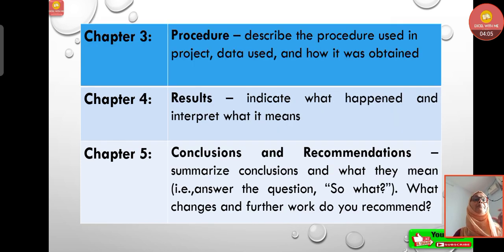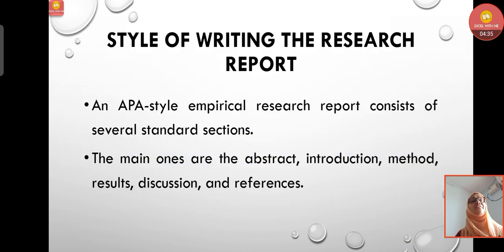The third chapter is procedure, that describes the procedure used in the project, the data used and how it was obtained, everything is mentioned here. Then chapter 4, results, that is, indicate what happened and interpret what it means. Chapter 5, conclusions and recommendations, that is, summarize conclusions and what they mean, that is, answer the question. Whatever problem you have taken, you will give the answer to the question, so what? What changes and further work do you recommend? All these things are mentioned in chapter 5.